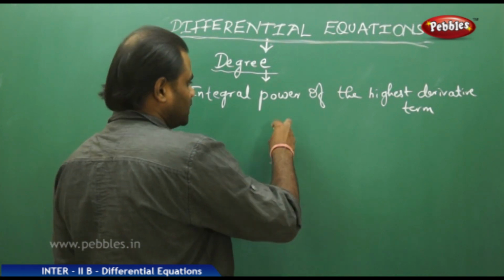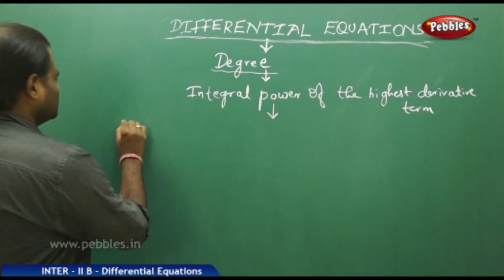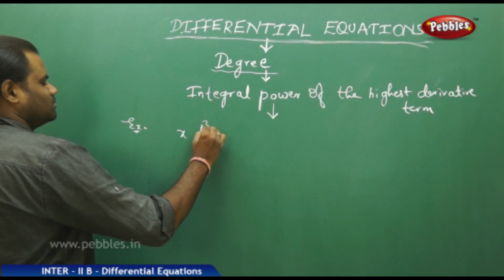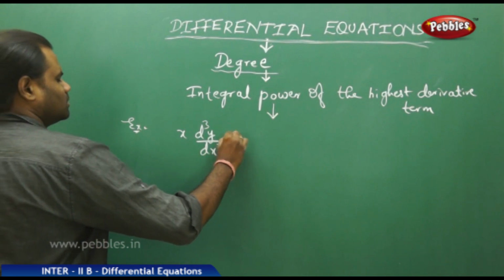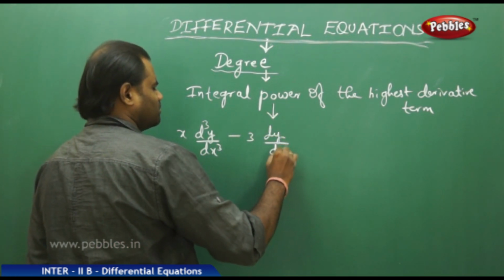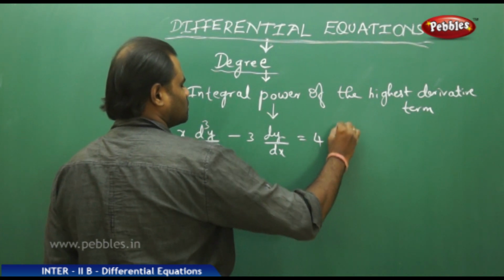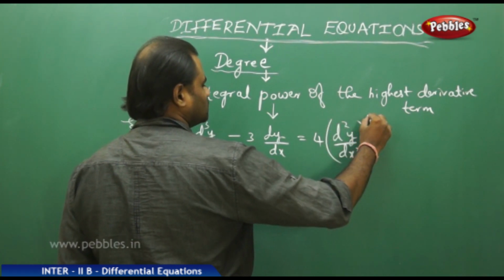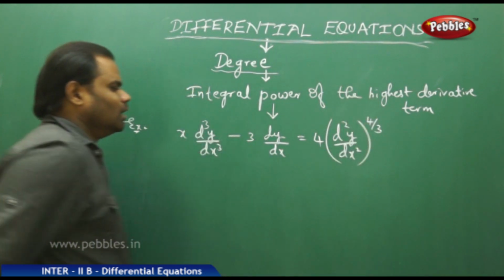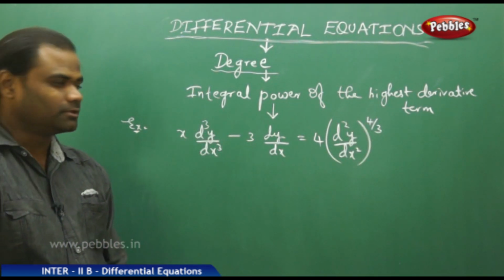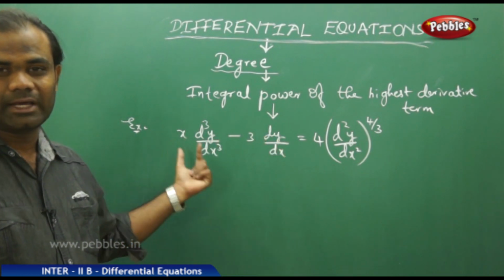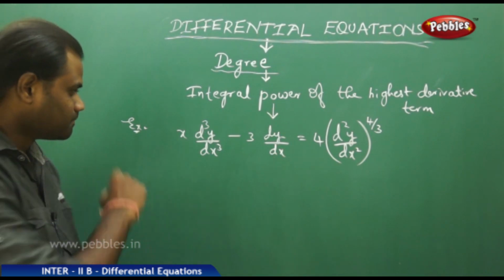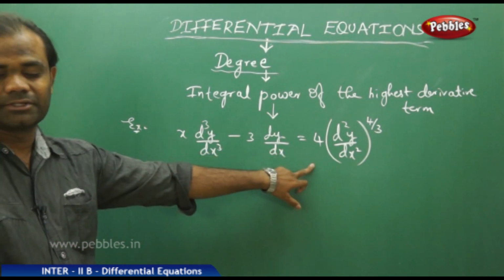So integral power of the highest derivative term, for example, if I take x d cube y by dx cube minus 3 dy by dx is equal to 4 d square y by dx square whole power 4 by 3. So clearly this is a differential equation with dependent variable y and independent variable x, and of course this is an ordinary differential equation involving only one independent variable x. Now let's see what is the degree of this differential equation.